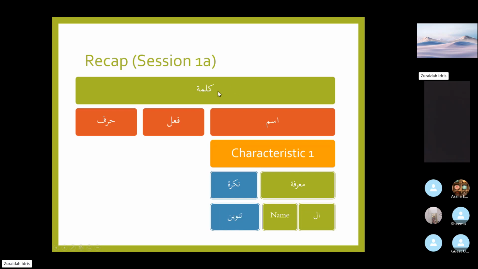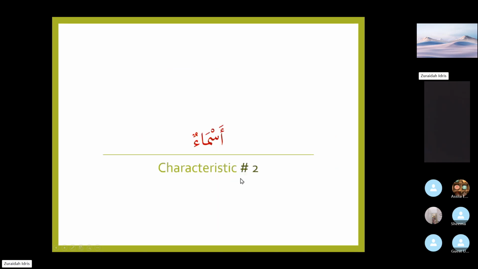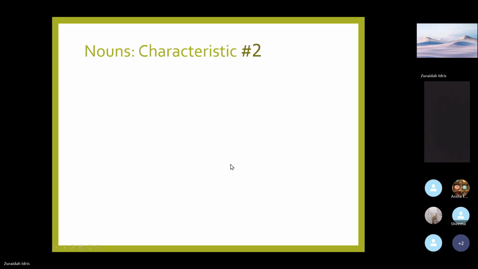We have the different types of words. We're zooming in onto isims and what the characteristics of an isim are. The first characteristic we're looking at is definite, indefinite: ma'rifah, nakira. Now we're going to look at the second characteristic. Now this second characteristic is quite interesting as well. Gender. Gender is always interesting.